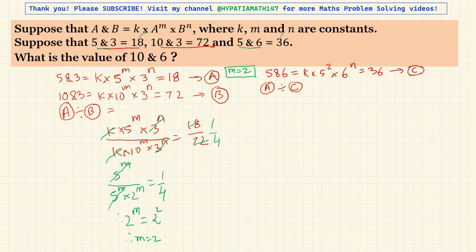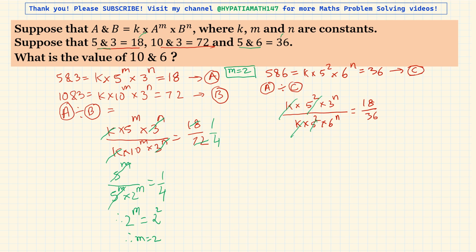So if I were to do A divided by C, I would get k multiplied by 5 squared times 3 to the power n, divided by k multiplied by 5 squared times 6 to the power n equals 18 out of 36. So once more I can do cancelling out. I would be left with 3 to the power n.